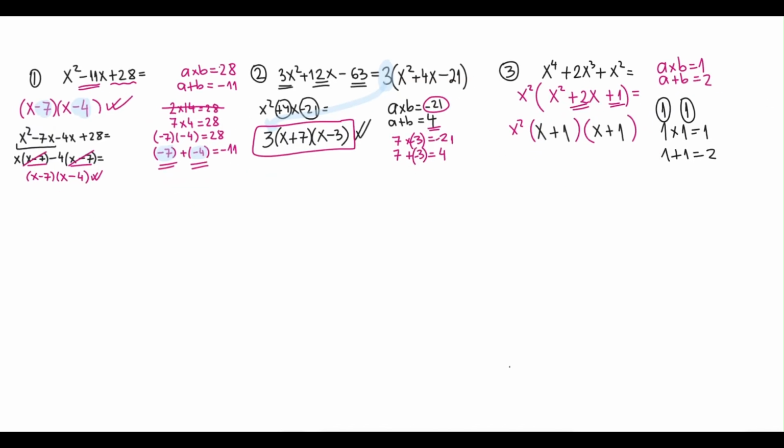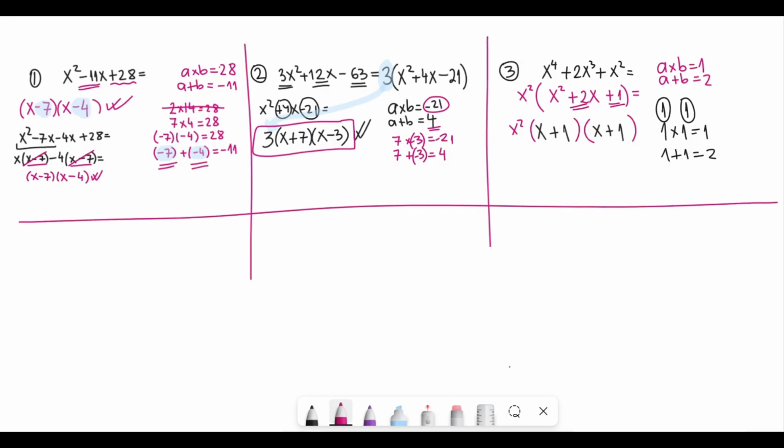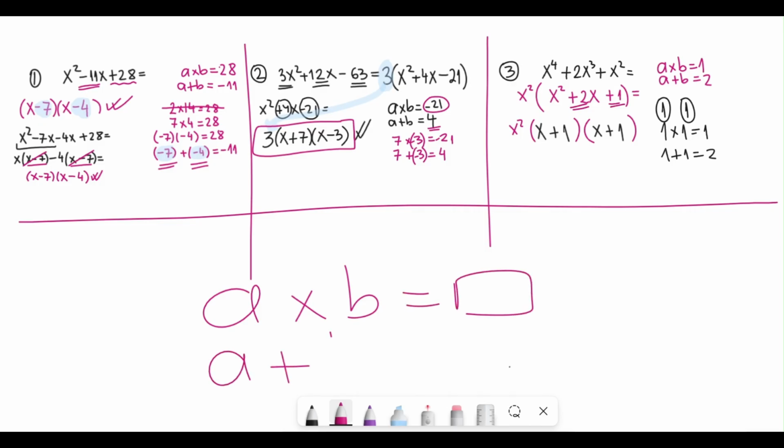All right, that's it for today, guys. I hope it was clear. With this, we have covered different factorizations using the rule: two numbers we multiply to get the third term, and if you add them, you get the middle term.